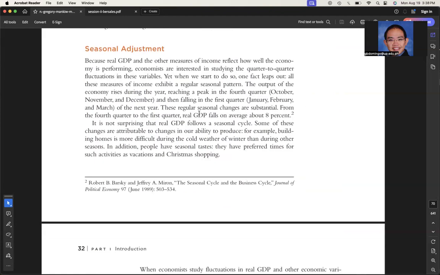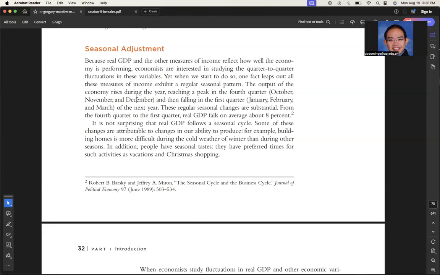And here, we'll go to seasonal adjustment. Because real GDP and other measures of income reflect how well the economy is performing, economists are interested in studying quarter-to-quarter fluctuations. And when you start to do so, a fact leaps out: all of these measures of income exhibit a seasonal pattern. The output rises during the year, reaching a peak in the fourth quarter, then falling in the first quarter of the next year. So that's the seasonal adjustment.